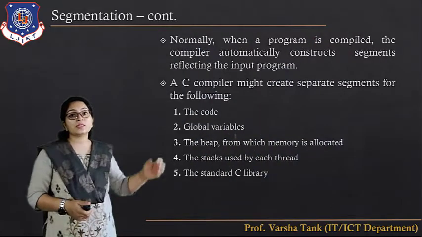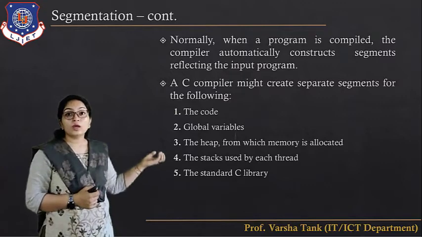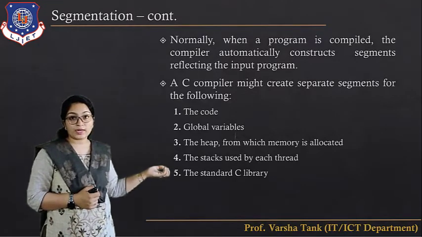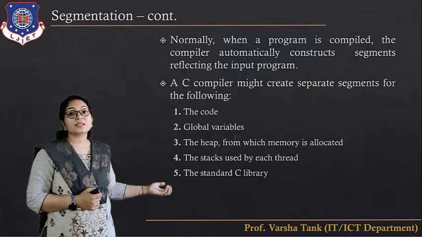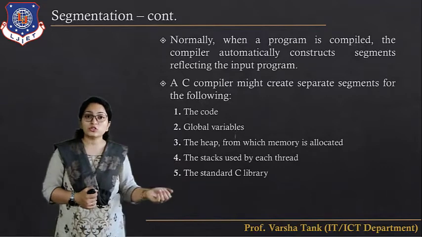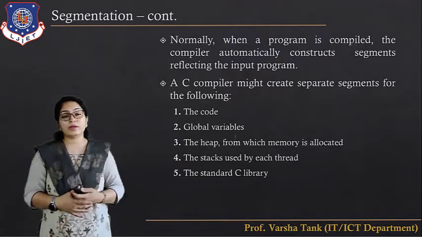For example, a C compiler might create separate segments for the code, for the global variables, for the heap from which memory is allocated, for the stacks, and for the standard C library. These are the different segments when the program is in execution. Such types of segments will be created when we are following segmentation.